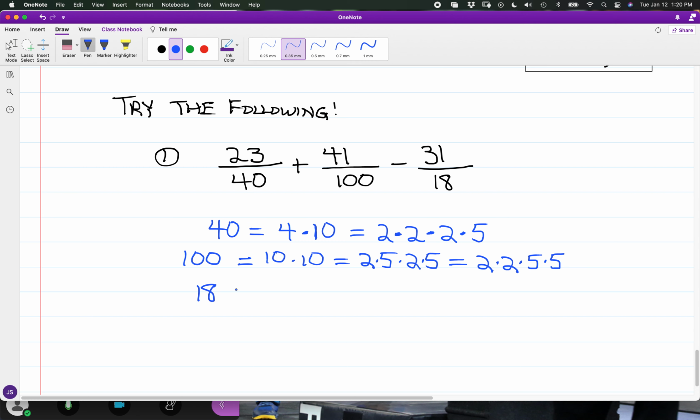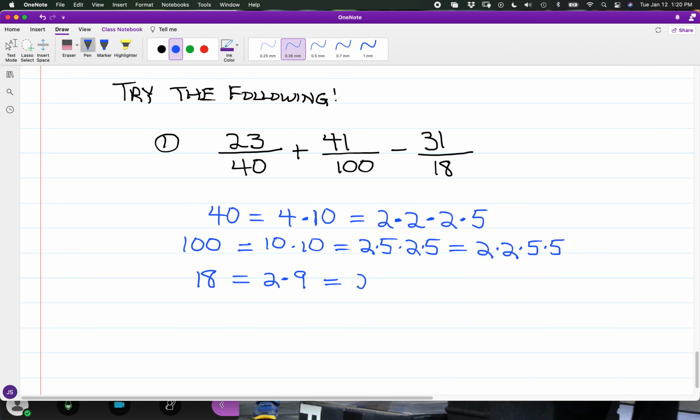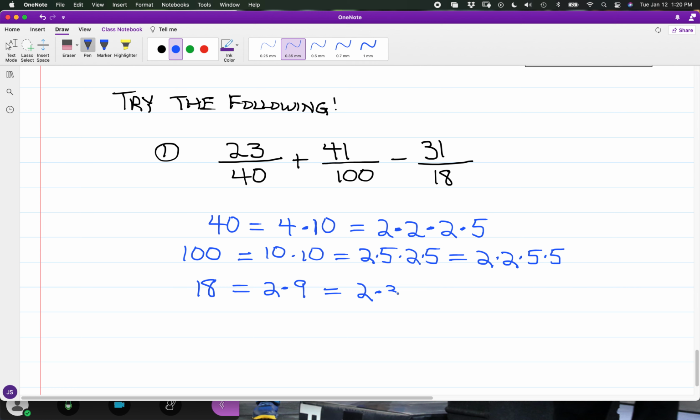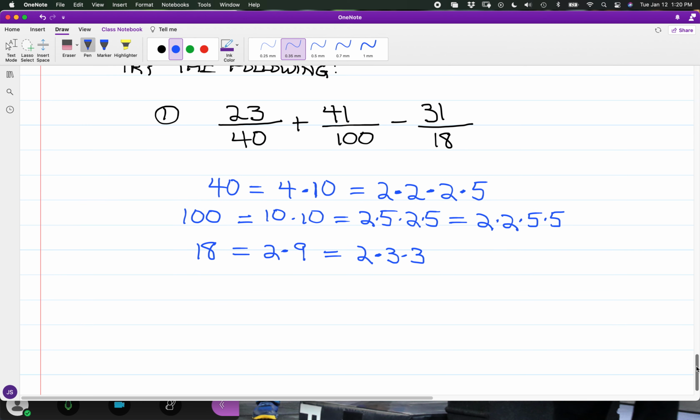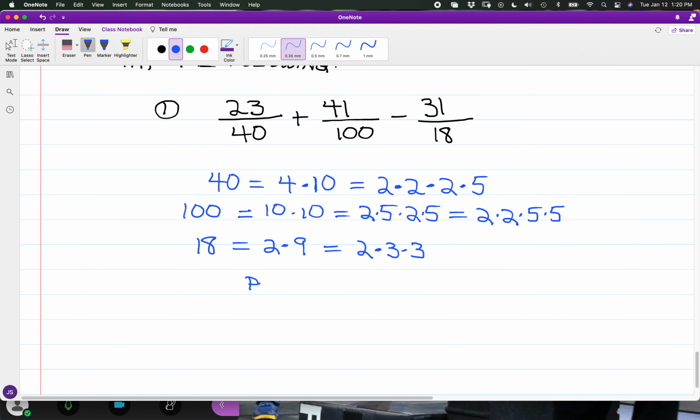And as for the number 18, we can say we have 2 times 9. 2 is a prime number. For 9, we can break this up as 3 times 3. So we're going to have in the setup, with the prime factors, 2, 3, and 5.